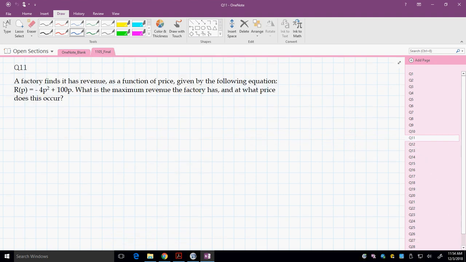Question 11. A factory finds it has revenue as a function of price given by the following equation. So we have revenue as a function of P equals negative 4P squared plus 100P. What is the maximum revenue the factory has, and at what price does this occur?